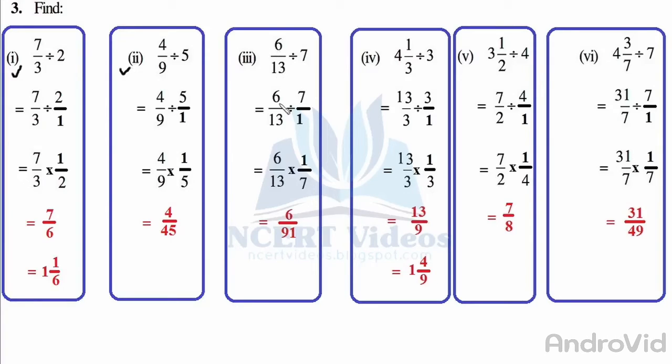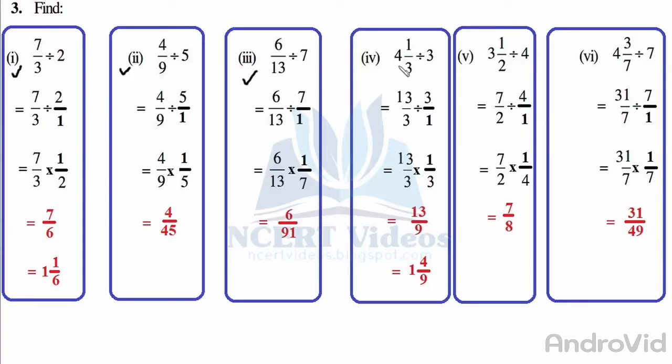6 over 13 as it is, placing 1 in the denominator of 7, and then 6 by 13, changing sign, multiplication, and with changing sign it flips. 6 ones are 6, 13 sevens are 91. It is again proper. This numerator is smaller than denominator.